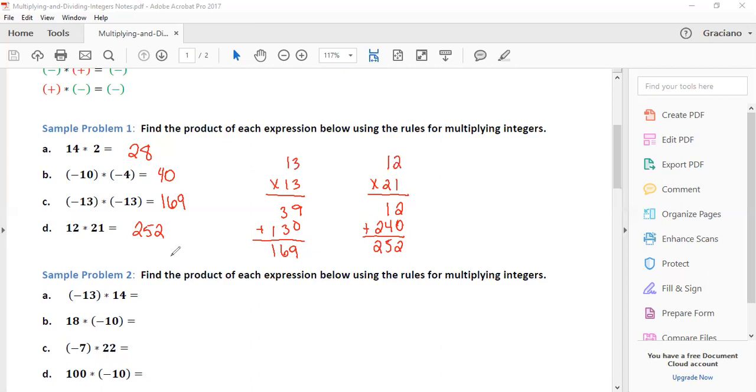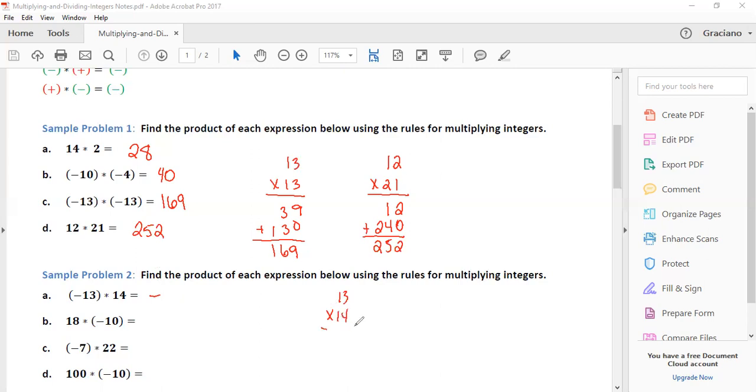All right, in my second set of sample problems, I'm still multiplying. In letter A, I have one negative number and one positive number. So what's my answer going to be, negative or positive? That's right, your answer is always going to be negative when you have one negative number multiplied by one positive number, right? So if you have a negative and a positive, your answer is always going to be negative. So in this case, we are doing 13 times 14.